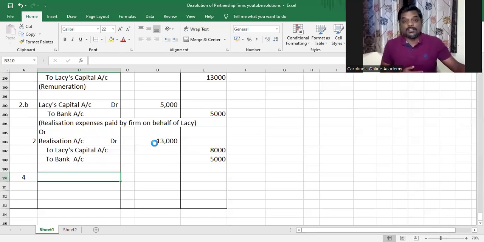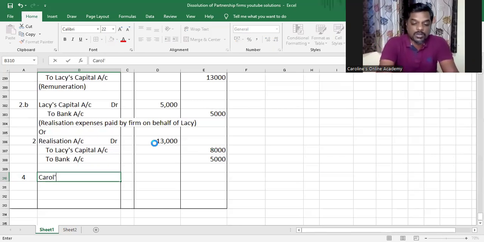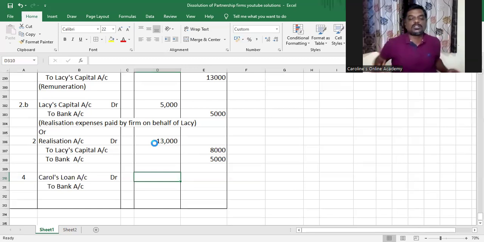So when you settle third-party liabilities during dissolution, after the assets and liabilities have been transferred, the journal entry is realization to bank because it has been transferred to realization account. But partner's loan is not transferred to realization account. So the journal entry will be Carol's loan account debit to bank. When you pay partner's loan, the partner's loan account only will be debited instead of realization account, unlike the other third-party liabilities. There is a reason for that also.